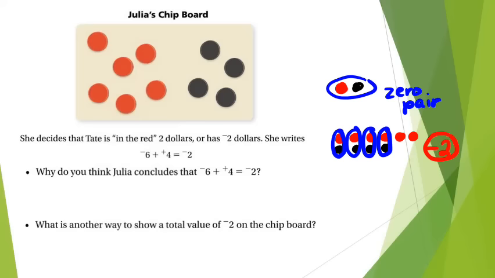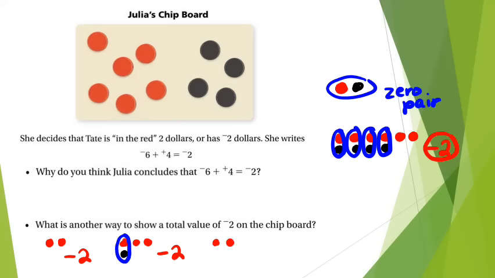So what would be another way to show negative 2 on the chipboard? Well, for example, I could just include 2 negative chips. That would have a value of negative 2. What if I had 3 negative chips? If I want to make that a value of negative 2, I'm going to need 1 positive chip, which will create 1 zero pair, and then leave me with an overall value of negative 2.